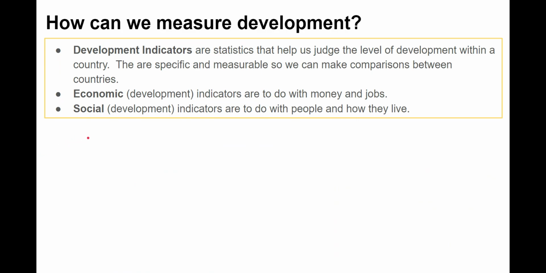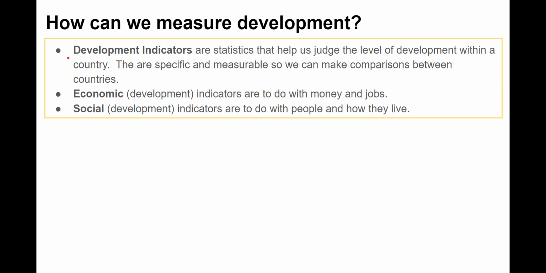So I did say there were going to be lots of keywords. I've got 3 more for you. If you want to write these down in your book, that would be a really good idea. Just pause the video if you need to make sure you can get them written down. So our first keyword, development indicators.